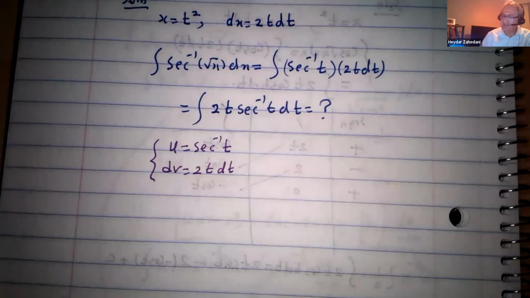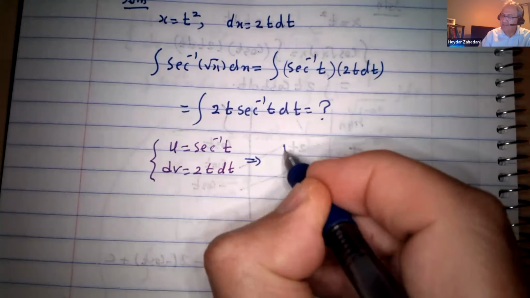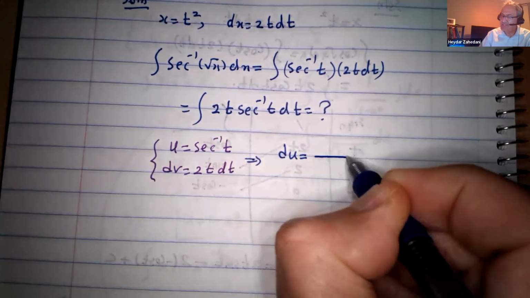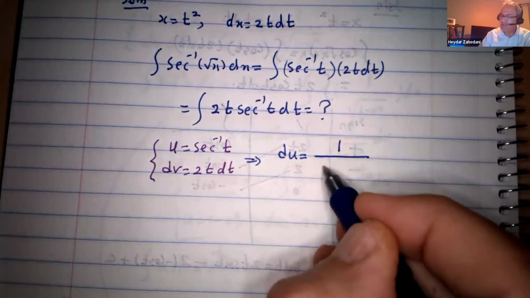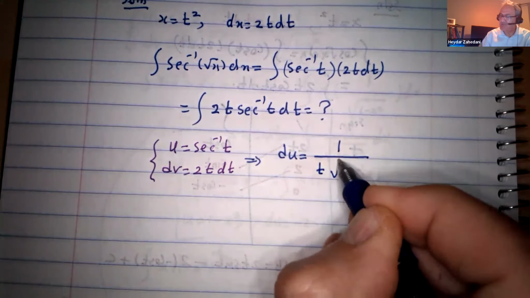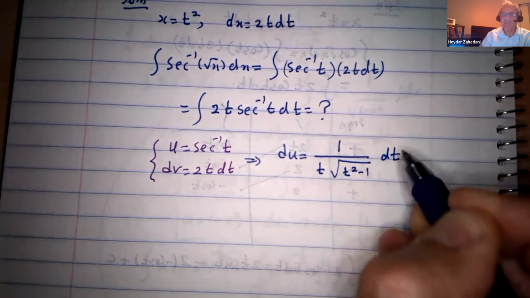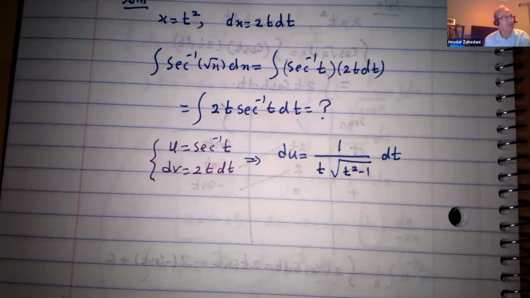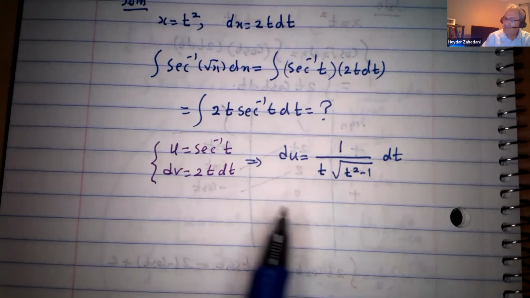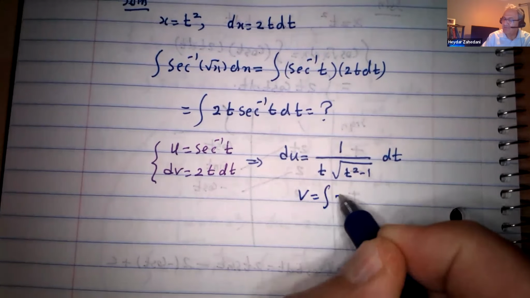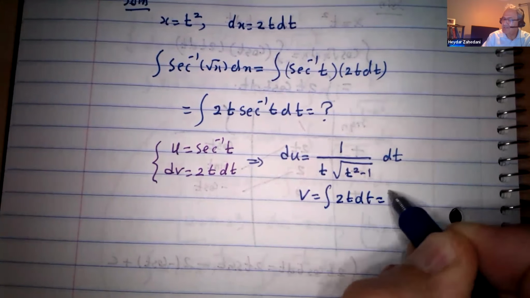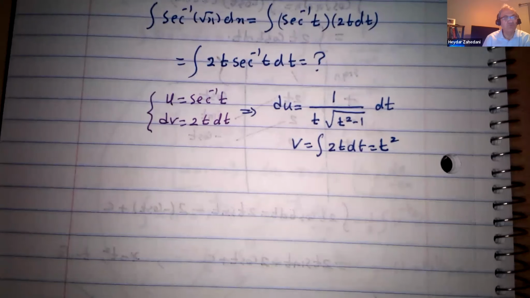Okay, so differentiate: du. Remember, the derivative of secant inverse of t is 1 over t times the square root of t squared minus 1, dt. This is the only place that you need to know the derivative of a secant inverse. Remember, it was 1 over x radical x squared minus 1. So that is du, and dv is 2t dt. Now what's going to be v? V is the integral of 2t dt, which is t squared, because the derivative of t squared is 2t, and no constant needed.